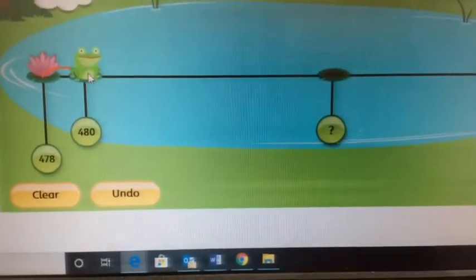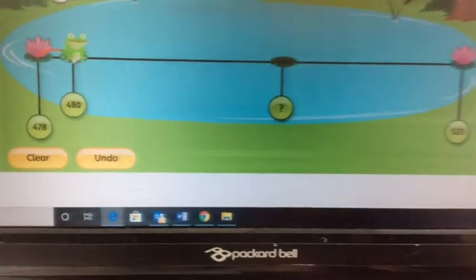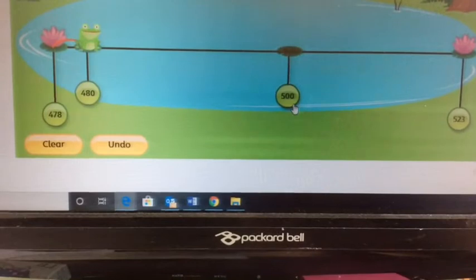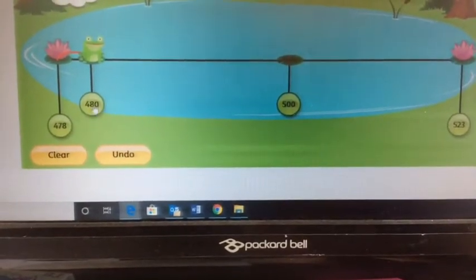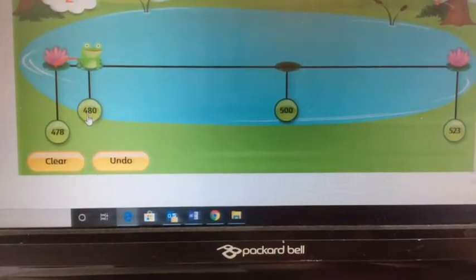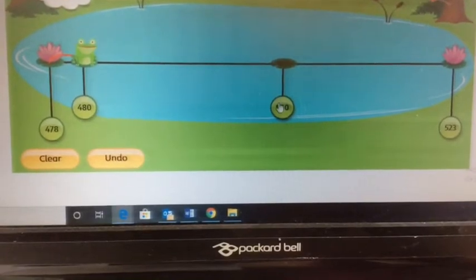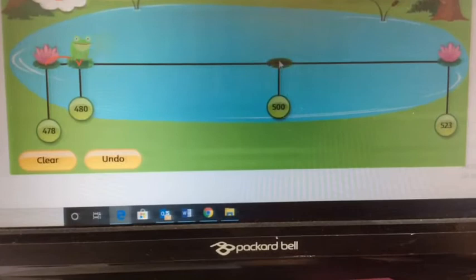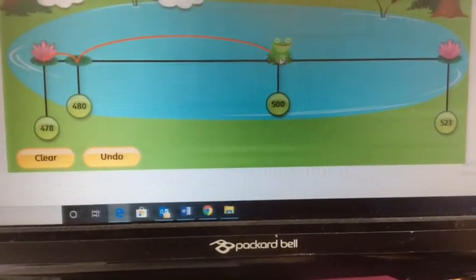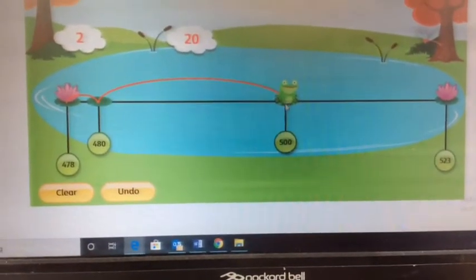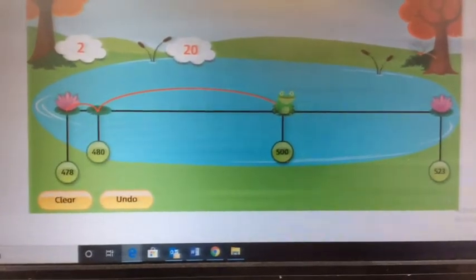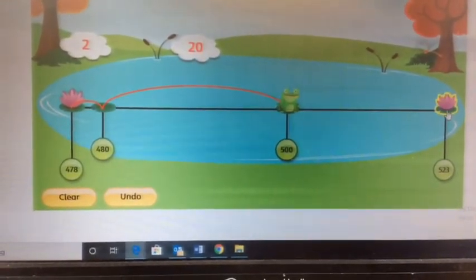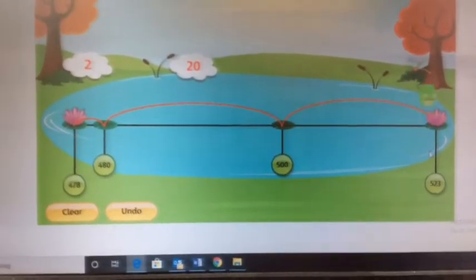Now where would he need to jump up to? We could go to a multiple of 100. So it would be 500, wouldn't it? But how many does he need to jump to get from 480 to 500? Counting 10s in your head. 20. And then it's easy to get from 500 to 523. You just need 23.